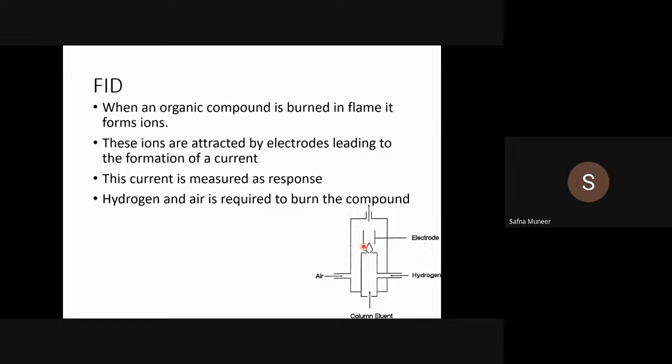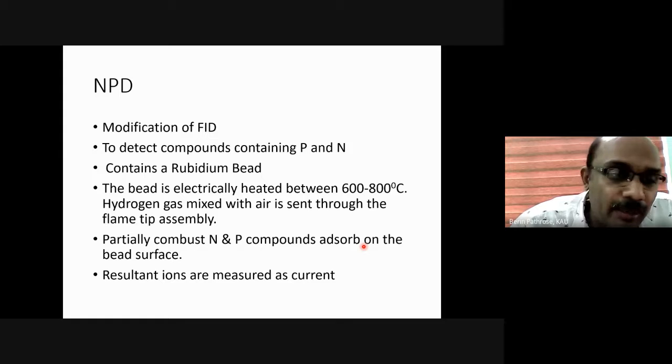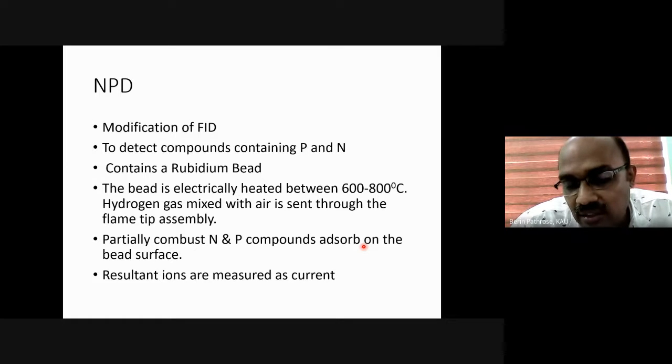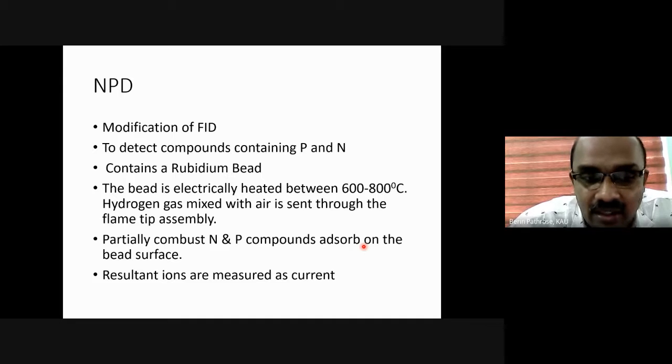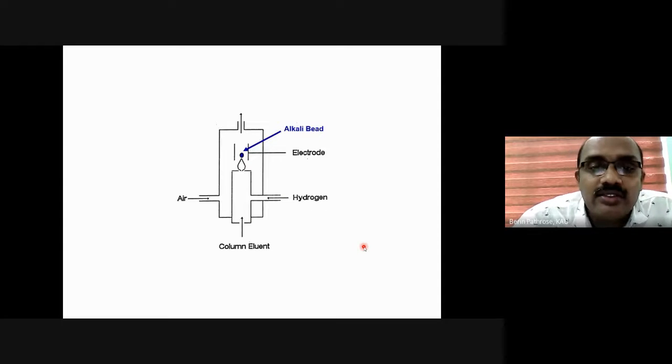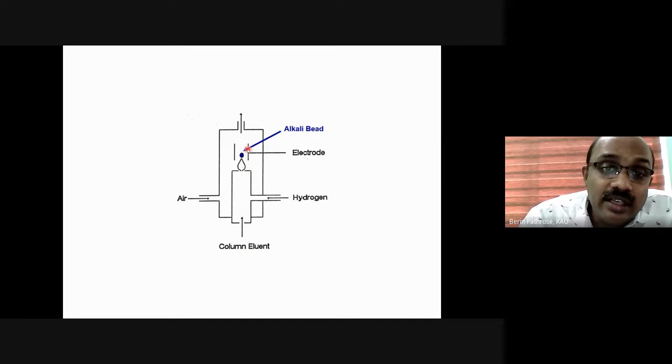Yes sir. The next one is NPD, nitrogen phosphorus detector. Actually, it's nothing but a modified version of flame ionization detector. That means this is done to enhance the sensitivity towards those compounds containing nitrogen and phosphorus. So I will show the picture, then you will be able to understand. Up to here it is nothing but a flame ionization detector. Column connected to the detector, we have a source of air and hydrogen to burn the compounds. It is burned. At the tip of the flame, we have a rubidium bead.